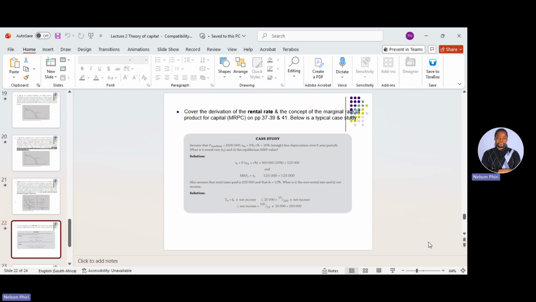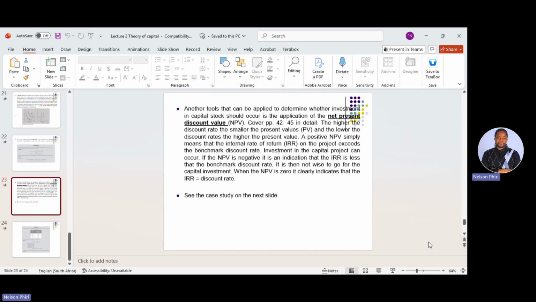Then this other one is the opposite way, where we take our percentage, which is your 10%. You say 25,000 is equal to 10% of net income. Solve for net income and you get your answer of 250. So that's that calculation there.